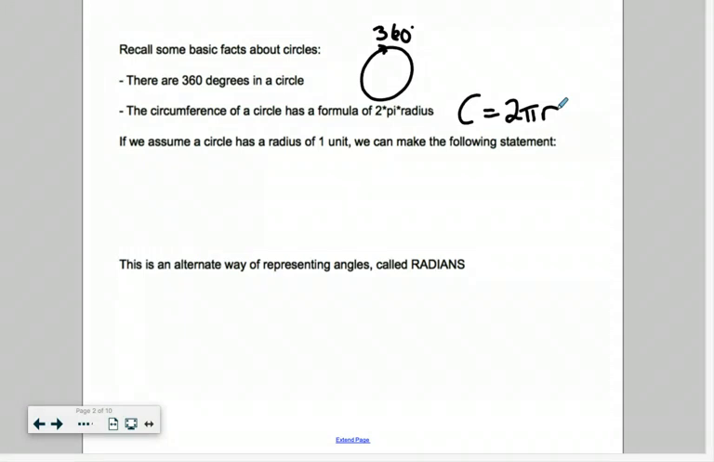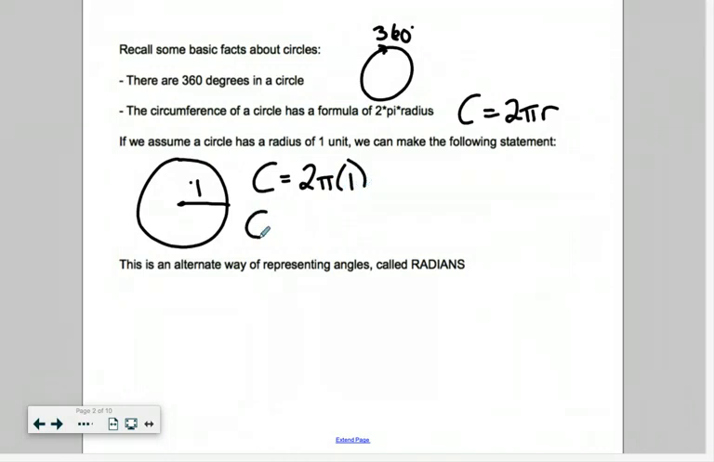So if we were to assume that a circle had a radius of 1 unit, here's our circle, let's assume that the radius is equal to 1. Then what would be the circumference of this circle? If the formula is 2 times pi times the radius, and the radius is 1 unit, it's just 2 times pi times 1, which is 2 pi. So that means if we started here and went all the way around the circle, that's a measurement of 2 pi, because going around the circle is the circumference.